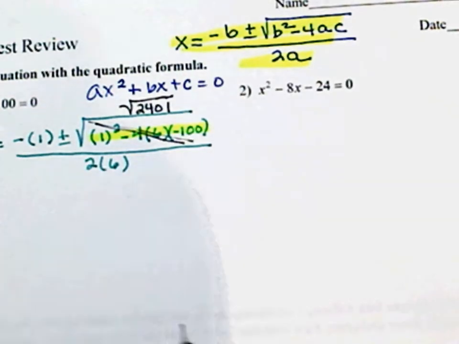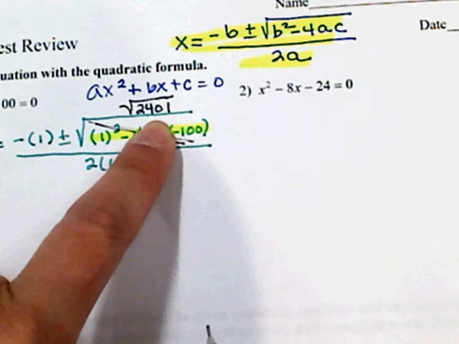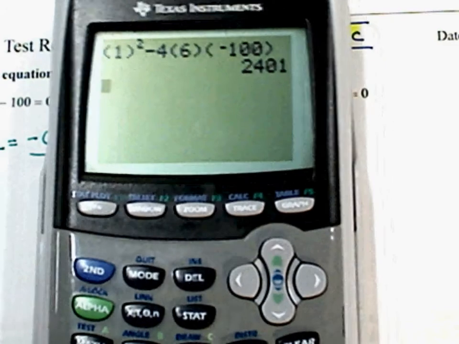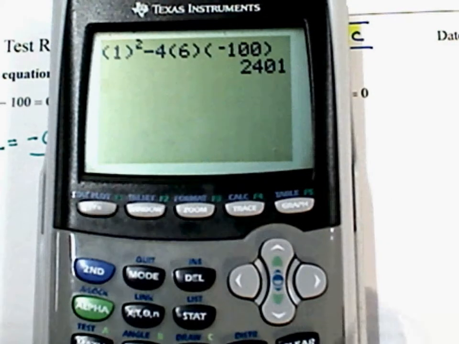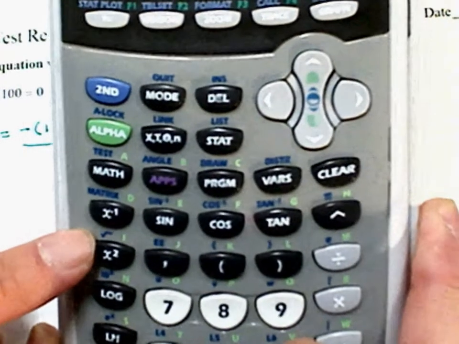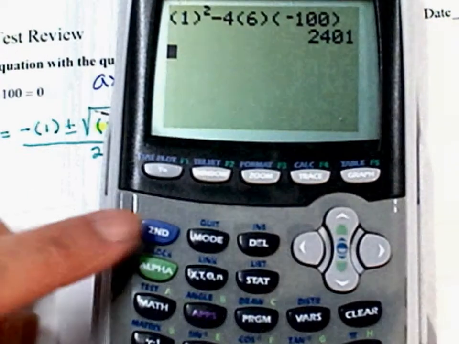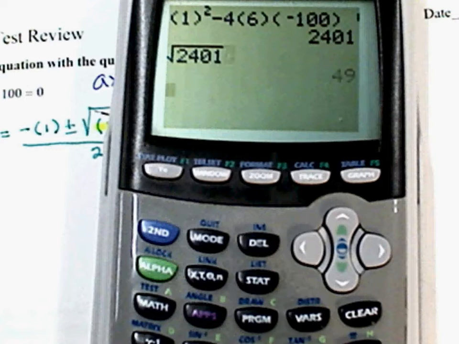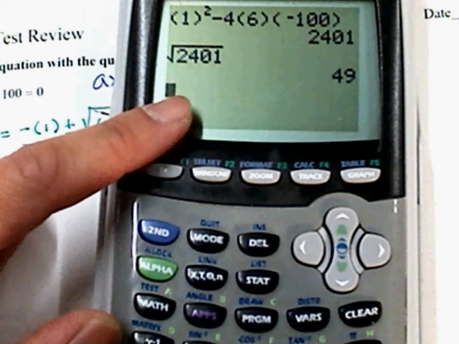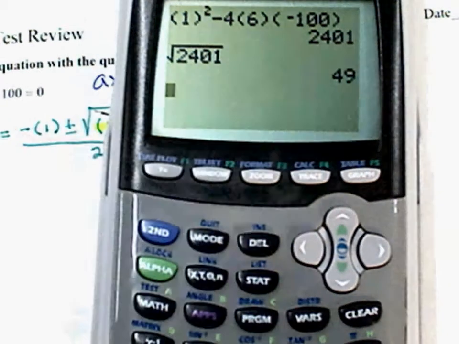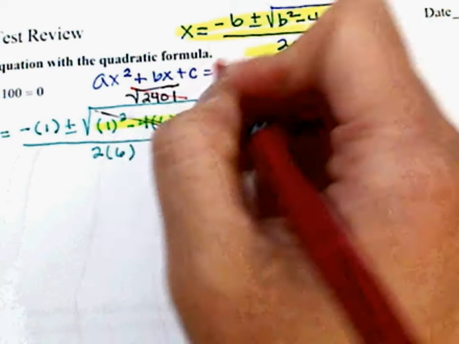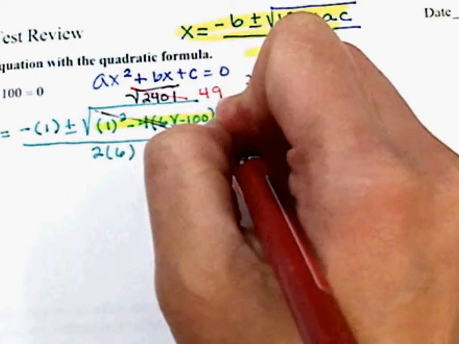Now, you can check to see if that's a perfect square. If it's not, you have to do your factoring tree. This is how you can check. All right. See the square root right here? It's in blue for my calculator, so I'm going to hit the square root, 2401. So what's the square root of 2,401? 49. So I can technically mark this off, get rid of my square root, and all I have is 49. Okay?